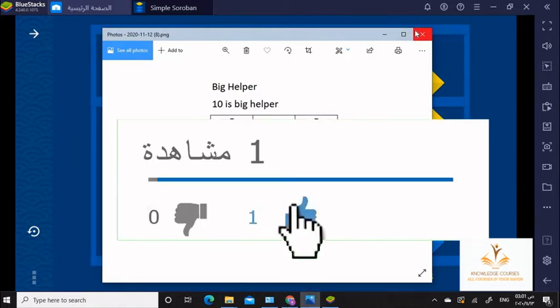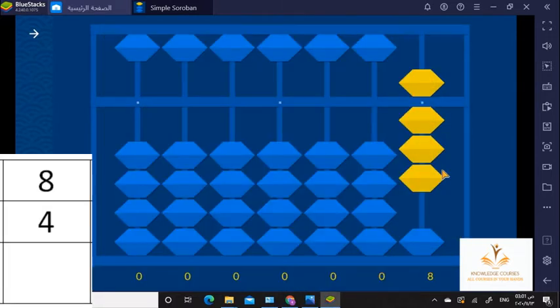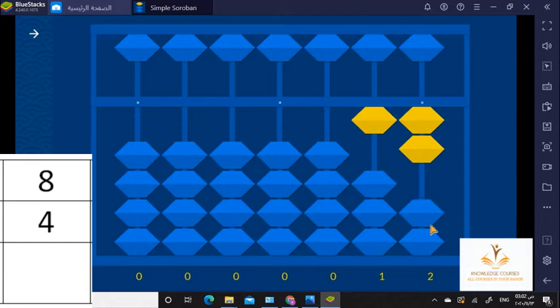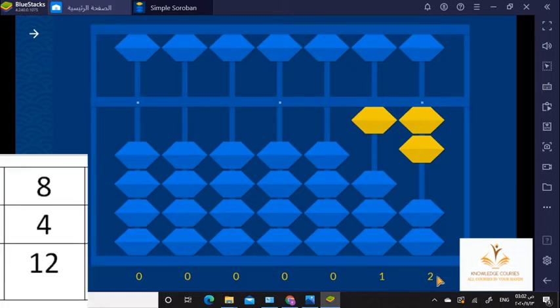the rule of the big helper. طيب 8 plus 4 بعمل إيه؟ 8 plus 4 the big helper. أول حاجة طبعا أعمل representation of 8 like this. طيب 8، the big helper of 4 is 6، so I activate 10 and minus 6. Okay, that's 12. So 8 plus 4 equal 12.